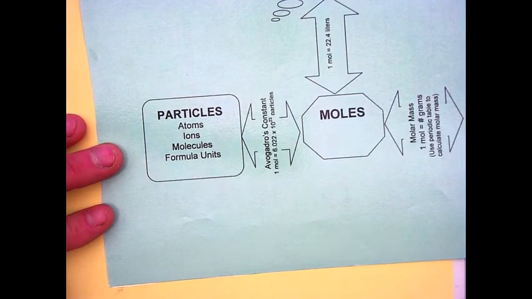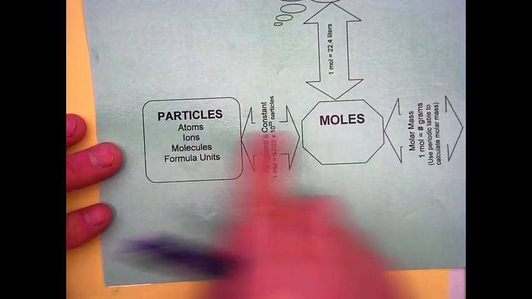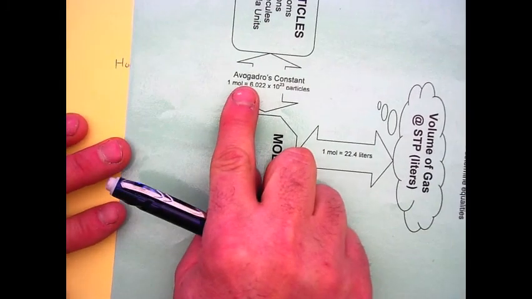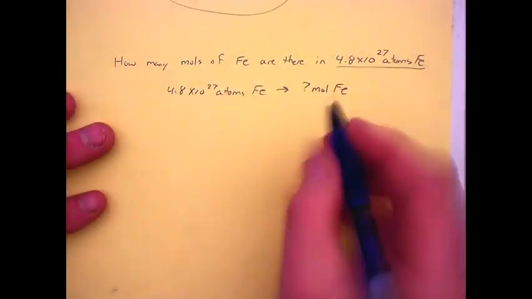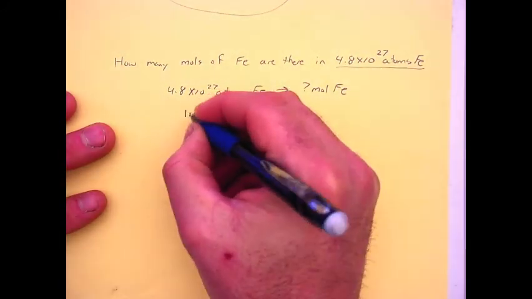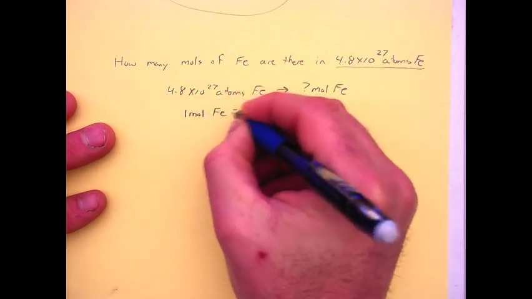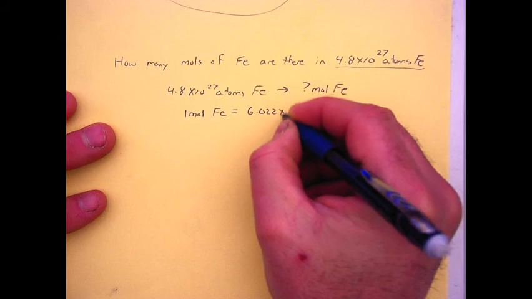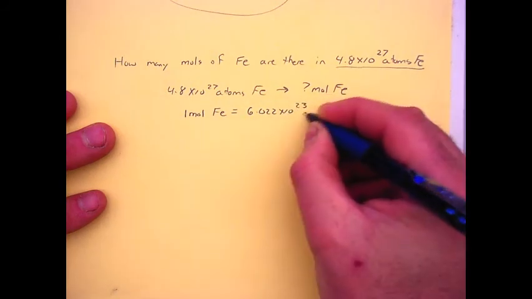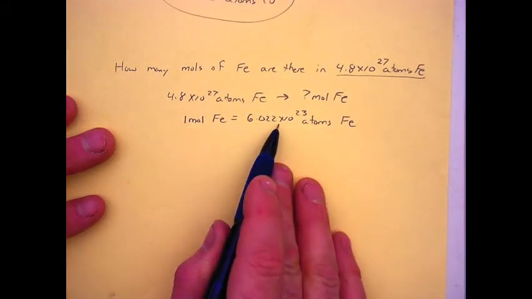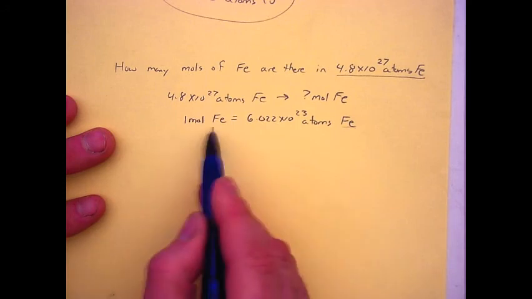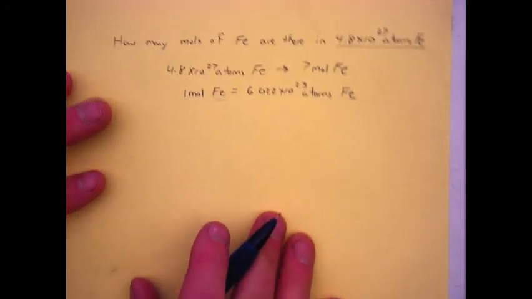Again, we utilize our chemical conversion map. This time we're starting off on particle island and going to moles. But again, we use the same bridge, which is Avogadro's constant. But we have to specify for this particular problem. So instead of 1 mole of copper, I say 1 mole of iron is equal to 6.022 times 10 to the 23rd atoms of iron. Notice how it's exactly the same number. Only thing that's changed is the identity of the substance.